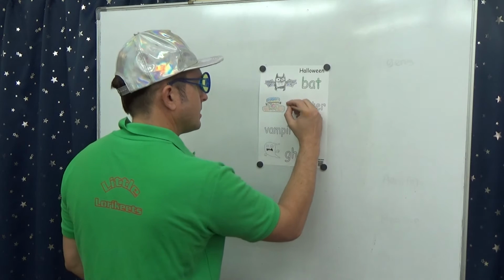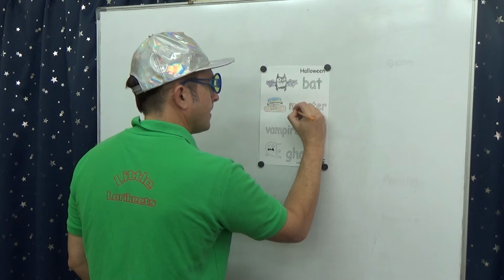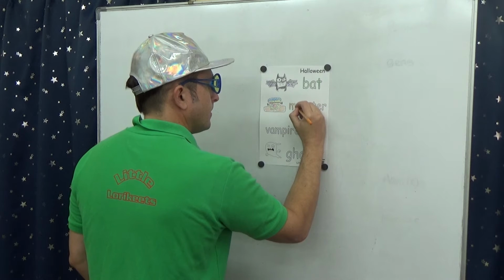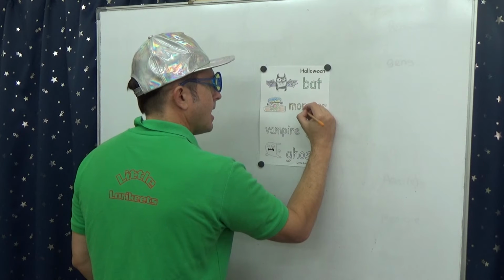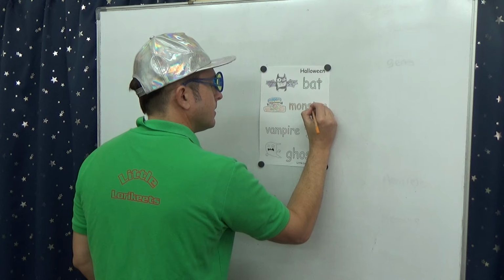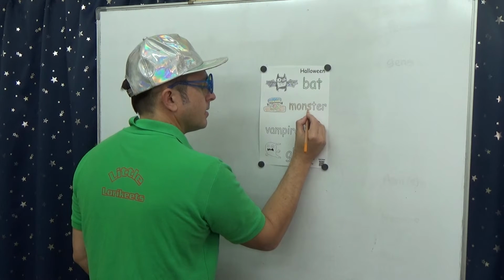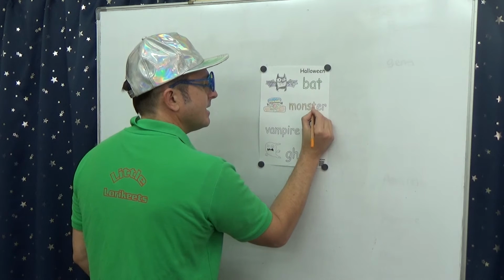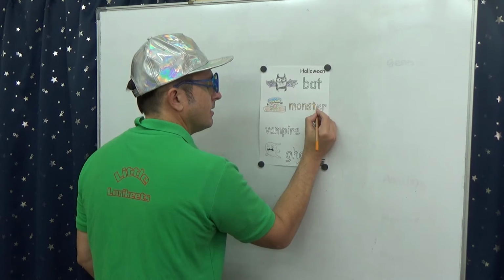Orange, okay? Let's color it in. M. O. N. S. T, stay in the lines, little Lory. Stay in the lines, don't go out. E.